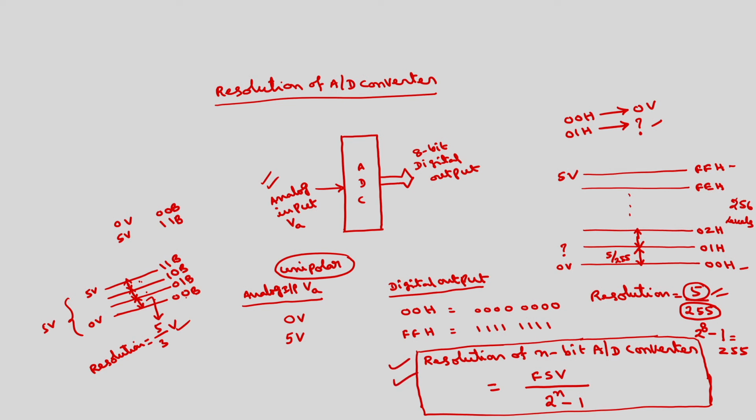The finer the resolution, the better the device, and the accuracy will be more. So in order to improve the resolution of the A to D converter, a simple way is to increase the number of bits. As n increases, the resolution also improves.